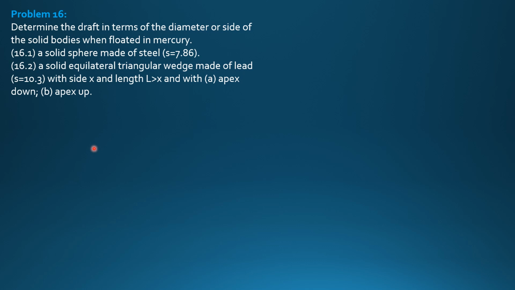For the general expression, weight equals buoyant force: specific gravity of the body times gamma of water times volume of the body equals specific gravity of fluid times gamma of water times volume displaced. So we can cancel gamma of water. So volume displaced is specific gravity of body over specific gravity of fluid times volume of the body. So that's our working equation.